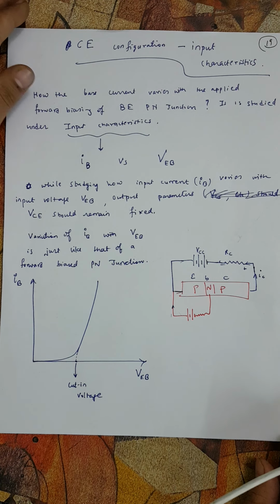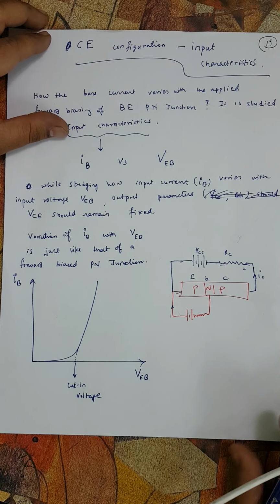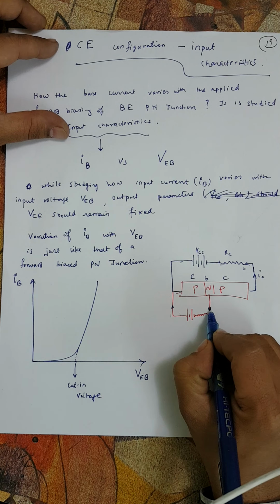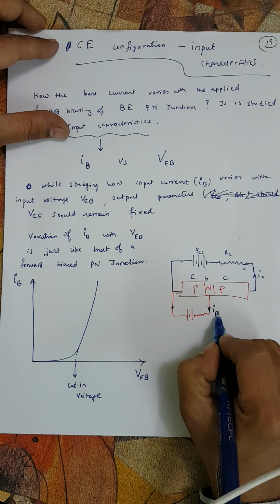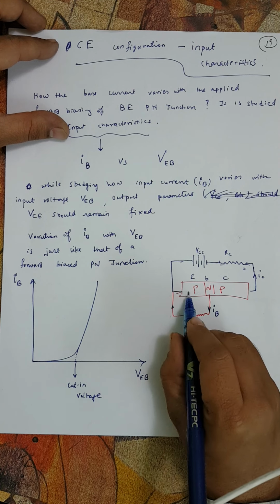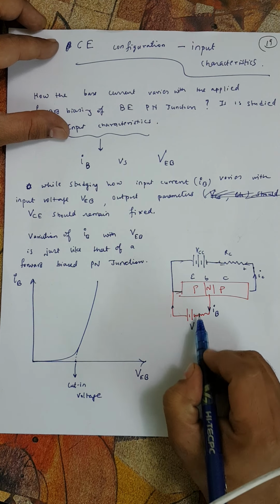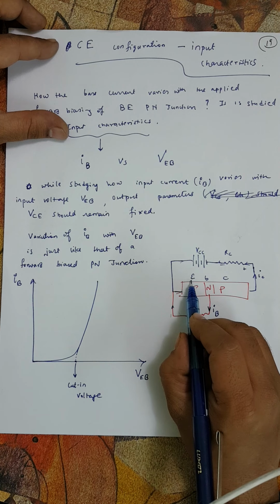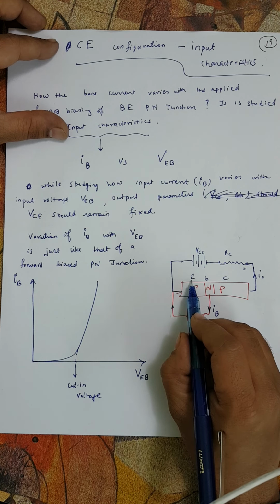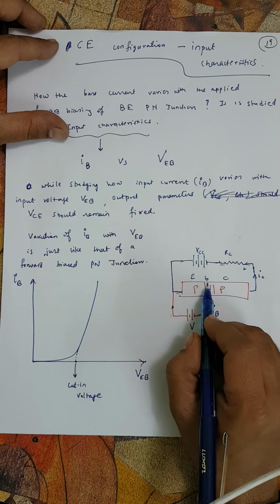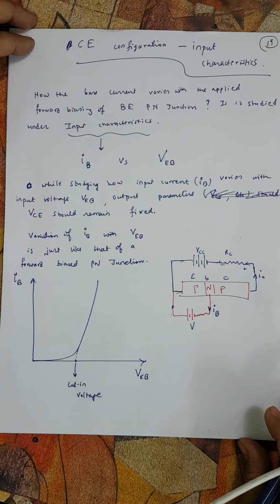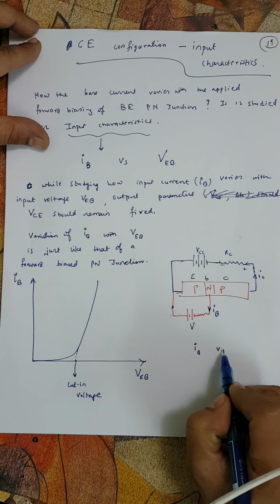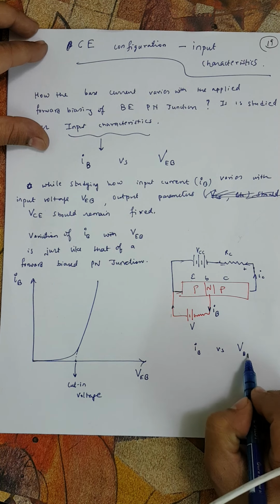Now what do we mean by input characteristics? Input characteristic means how this input current, which is the base current, varies when we change this input voltage, or when we change VBE, which is the voltage across the emitter and the base. So very simple thing: how does IB vary with VBE?